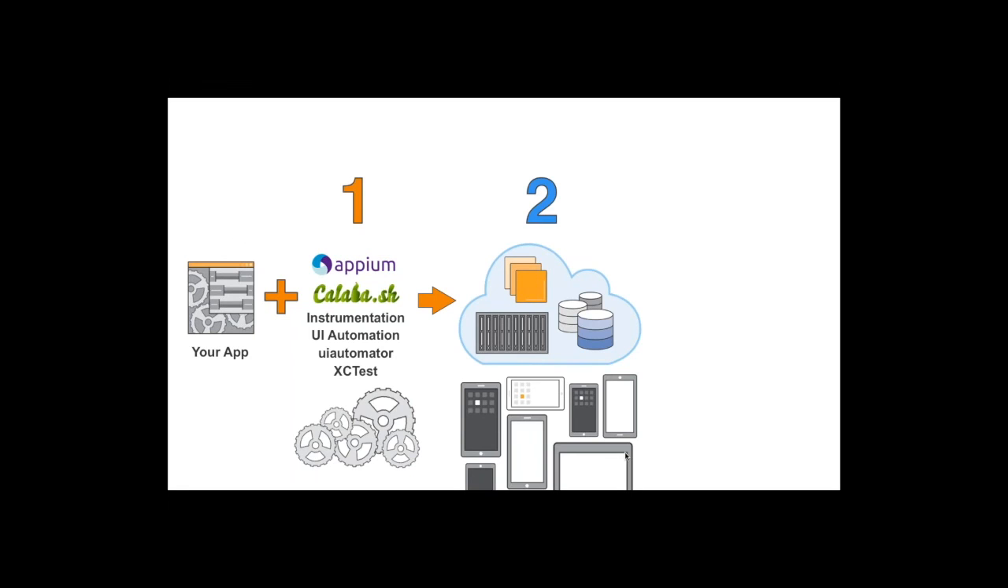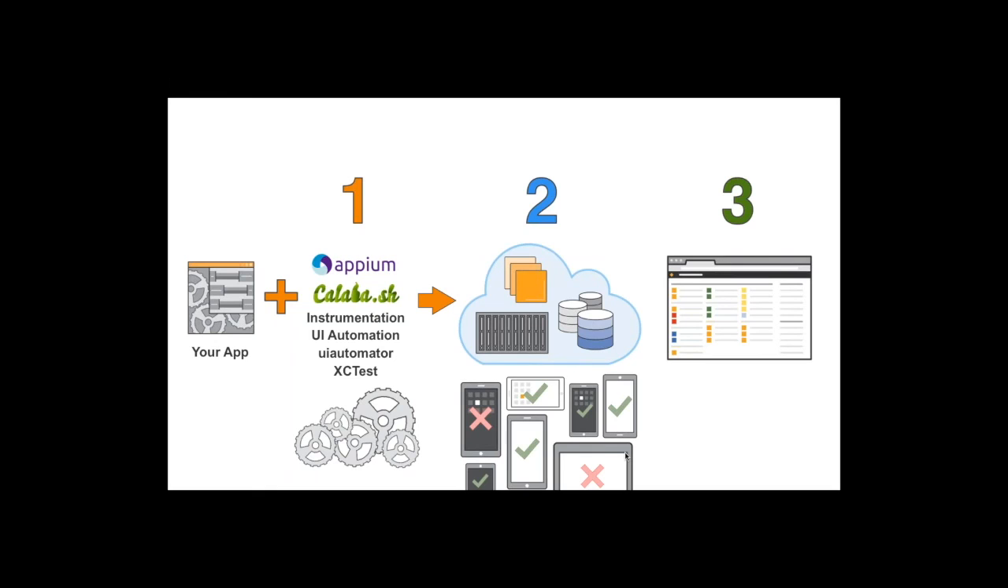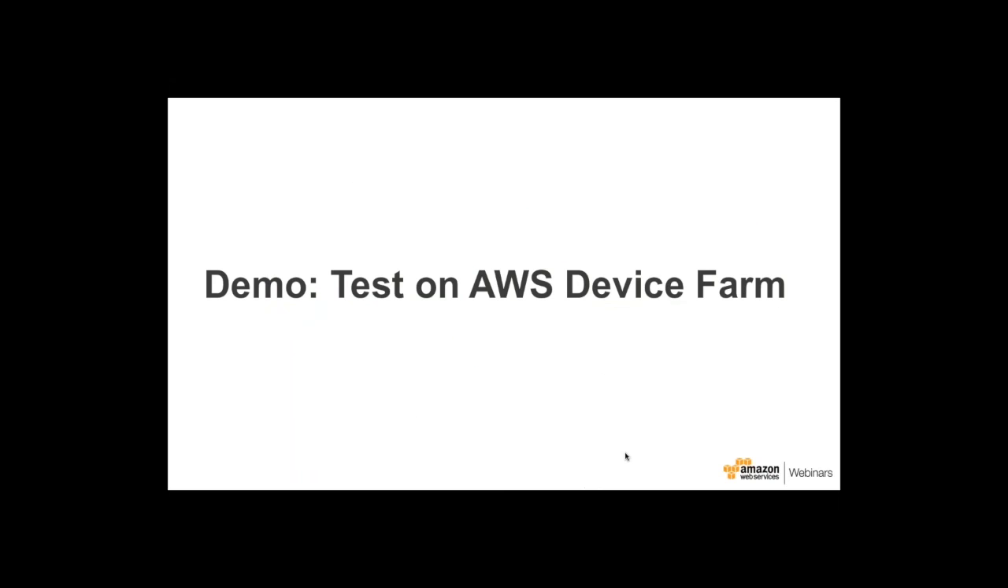Once you've done that, you upload your application, you upload your tests, you set your configurations. Then in AWS data centers, we host actual physical phones and tablets, like I mentioned before. We're going to run your tests, pull back the results, and then provide you with a report. And with that, let's go ahead and jump into the demonstration so you can see Device Farm in action.